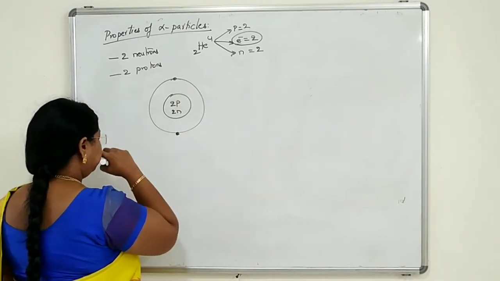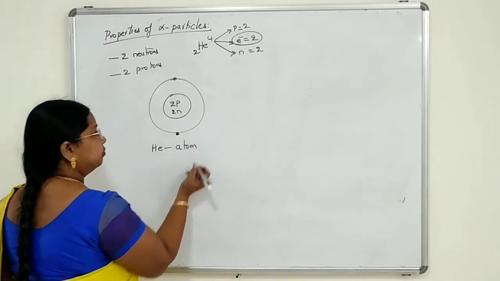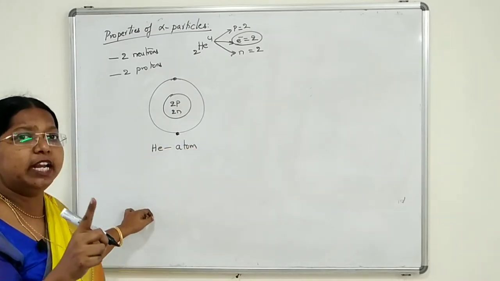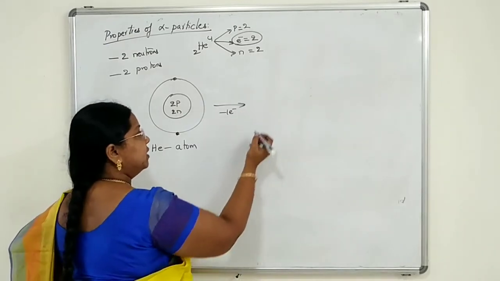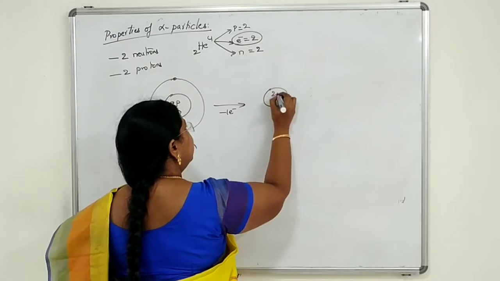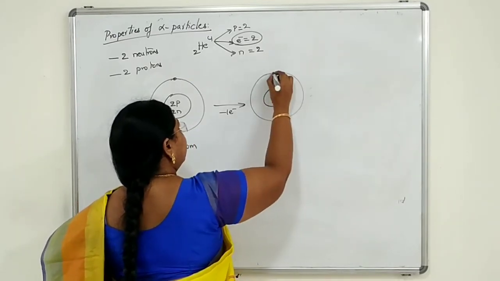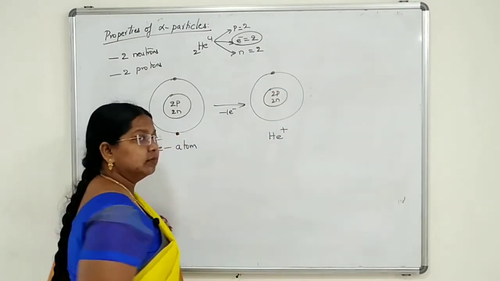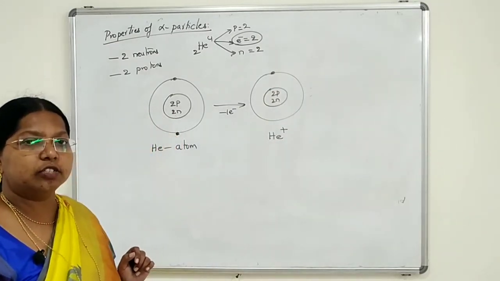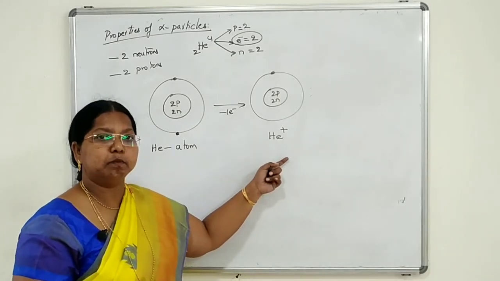Okay? Very important, this is a helium atom. If it loses 1 electron, what happens? Inside we have 2 protons and 2 neutrons; we didn't disturb them. 1 electron was removed, so it becomes He+, single positive charge, unipositive helium.